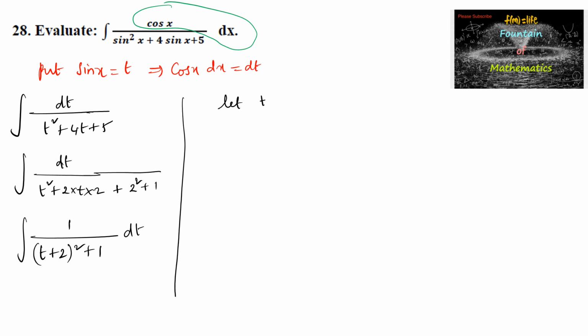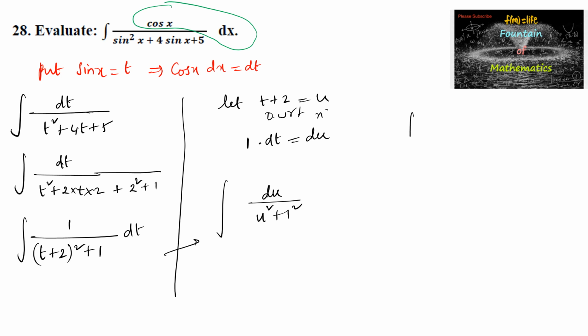Let t plus 2 be equal to u. Differentiating with respect to t, we have dt by dx equal to 1, so dt is equal to du. So our integral can be taken as du upon u square plus 1, which can be written as 1 square.